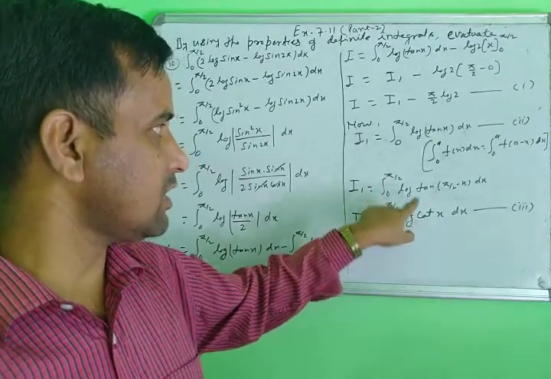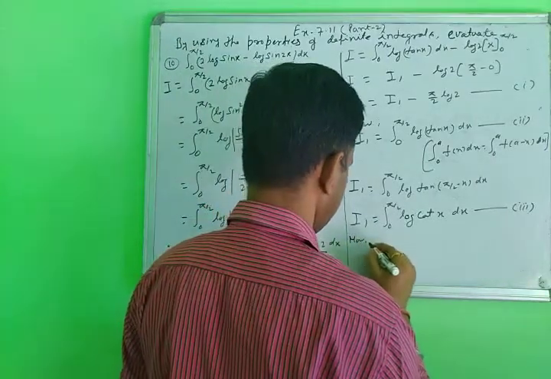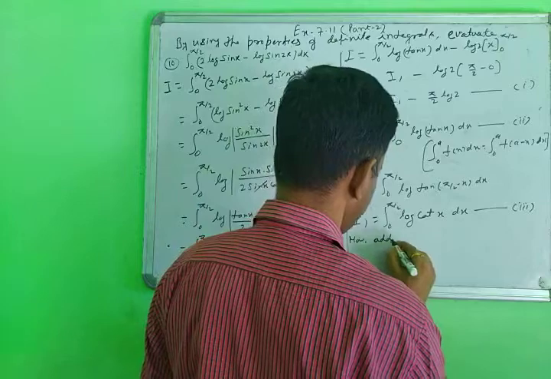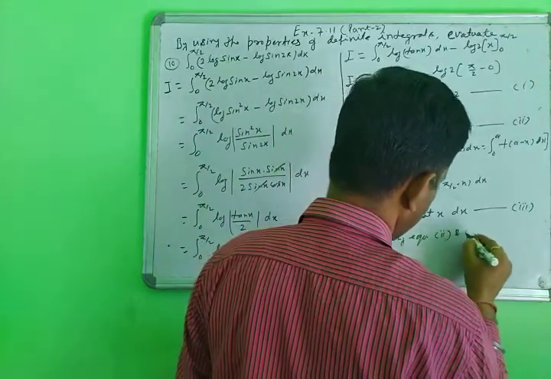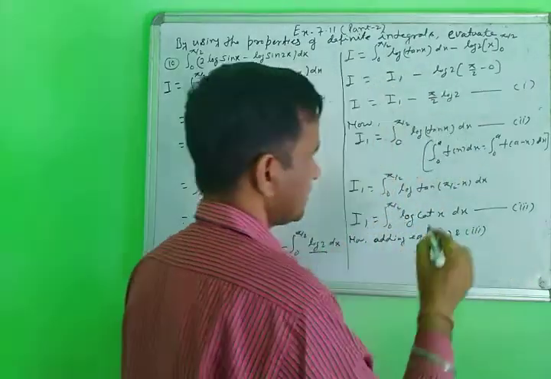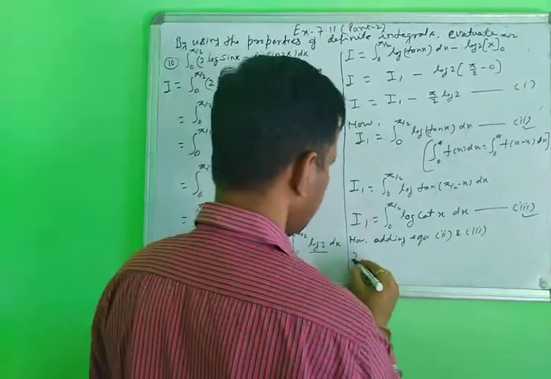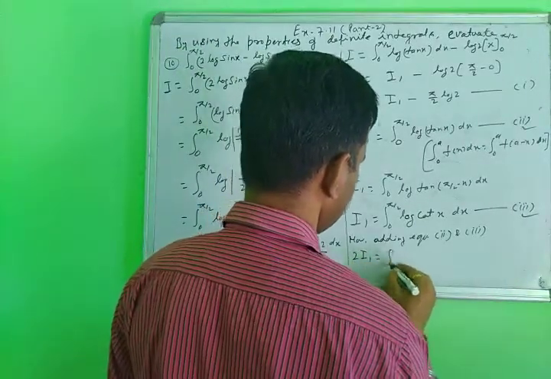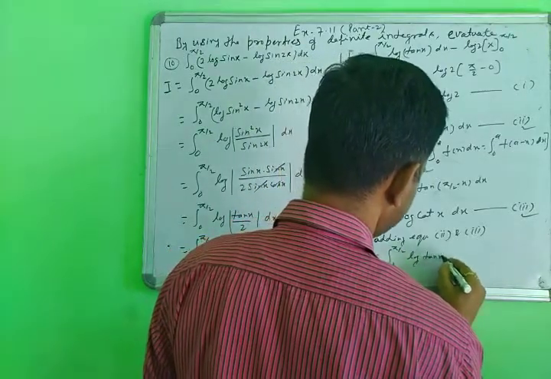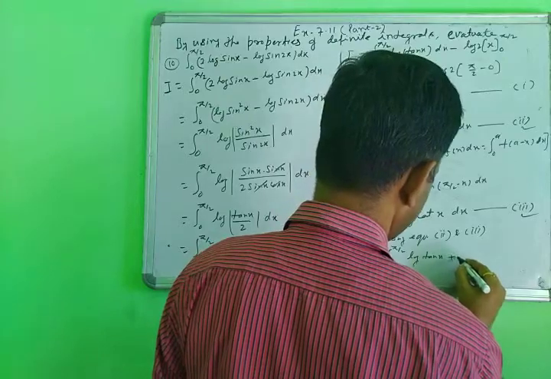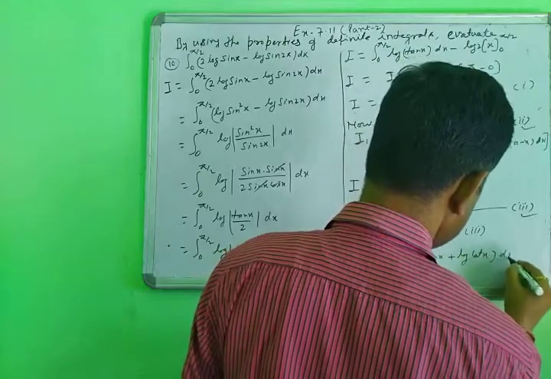Now you will add the second and third equations. Adding this equation and this equation here, what result do you get? 2I1 equals the integral from 0 to pi by 2 of log tan x plus log cot x dx.